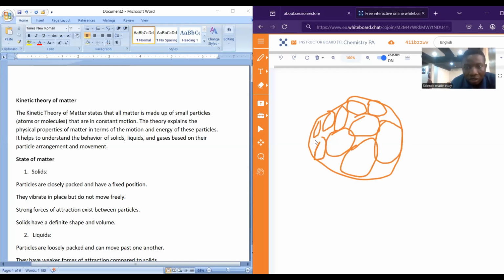Another thing you can know about a solid is that it is very hard to compress. Why? Because its particles are closely packed together. Another thing you have to know is that a solid has a definite shape and definite size, so you can actually determine the shape of any solid.